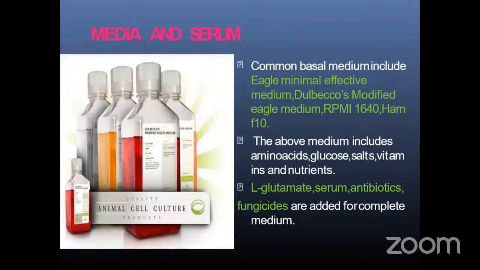So this is the media. Okay. So the culture media are like common basal medium, which includes Eagle minimal effective medium, Dalbecos modified Eagle medium, RPMI 1640, HAM F10. So yesterday we have discussed all these medium are available. All these media contain amino acids, glucose, salts, vitamins, minerals, all are present. But L-glutamate, it is not present in all. So if you want, you can add.